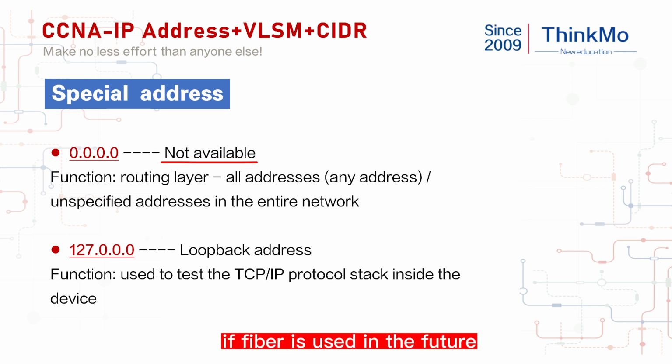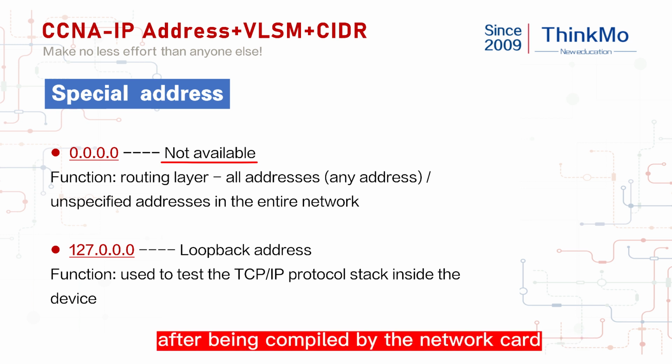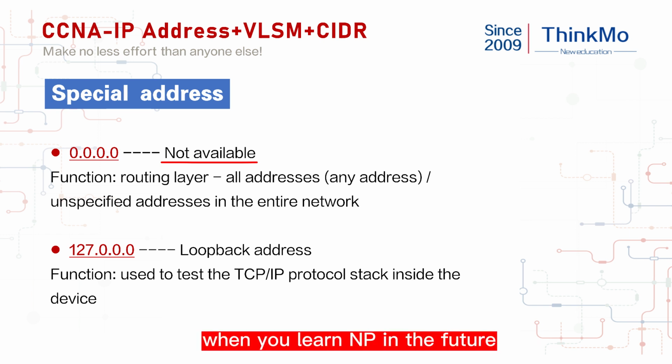If fiber is used in the future, it transmits light signals, with data carried by the refraction of light inside. After being compiled by the network card, it becomes 0101. When you learn NP in the future, we'll learn port mirroring. When you are in a project actually capturing packets, you can use port mirroring to get the real message.